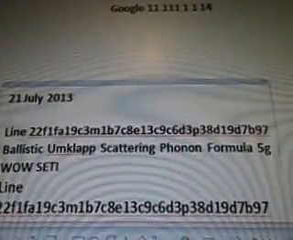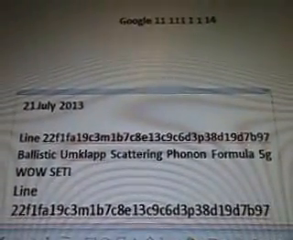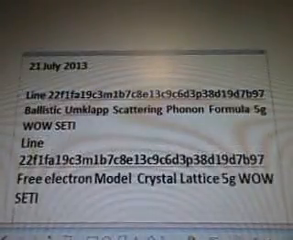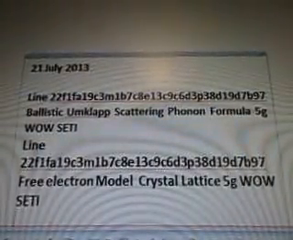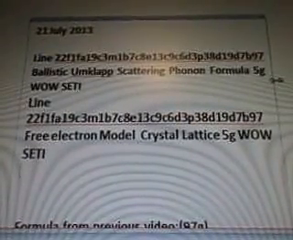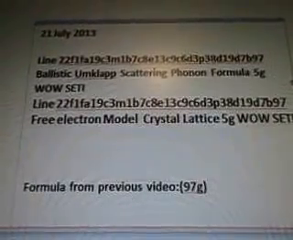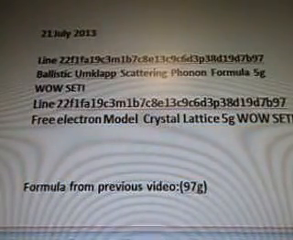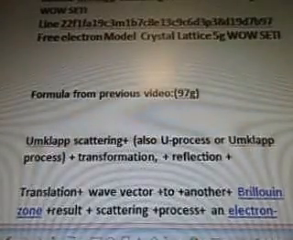The research was done on July 21st, 2013. Today's August 17th. And it's from line 2297, Ballistic, Umklapp, scattering Phonon formula. And also from line 2297, free electron model, crystal lattice, 5G Wow Seti. So the formula is from a previous video of 97G.